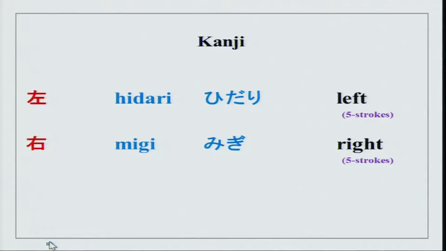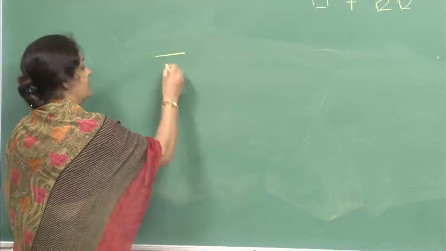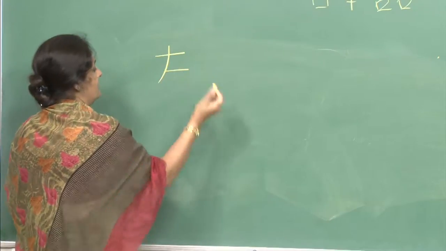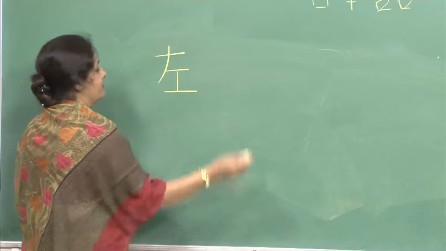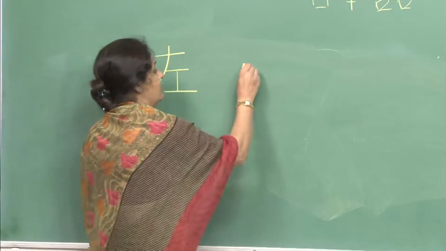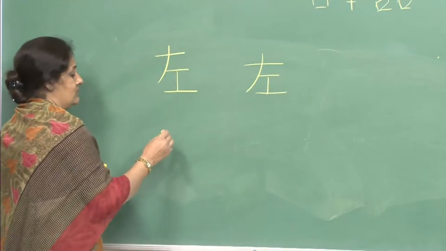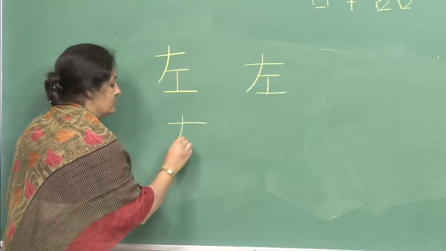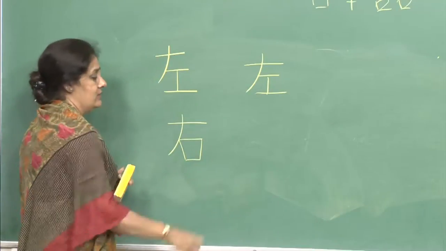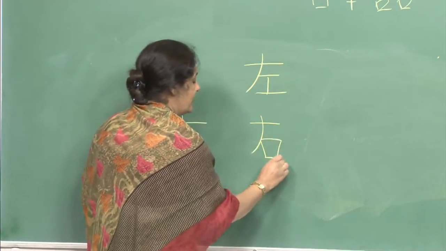Now, as I always do, I am doing kanji now also. We have two kanjis listed here, hidari and migi. Hidari means left and migi means right. So, I will just make this character for you. 1, 2, 3, 4 and 5. Hidari. Once again, 1, 2, 3, 4 and 5. Hidari. We also have migi over there. 1, 2, 3, 4 and 5. Once again, 1, 2, 3, 4 and 5.